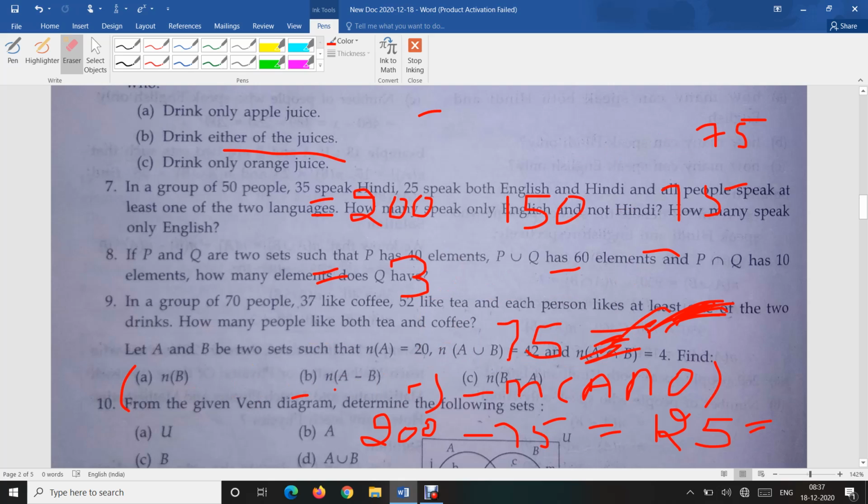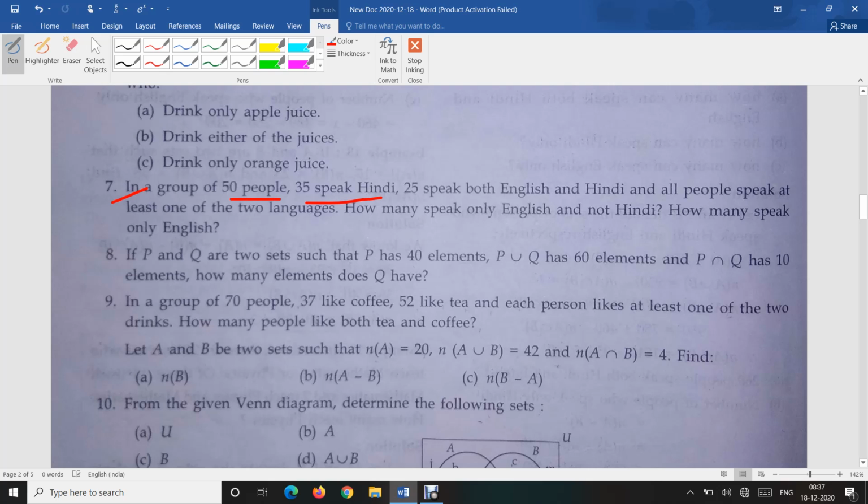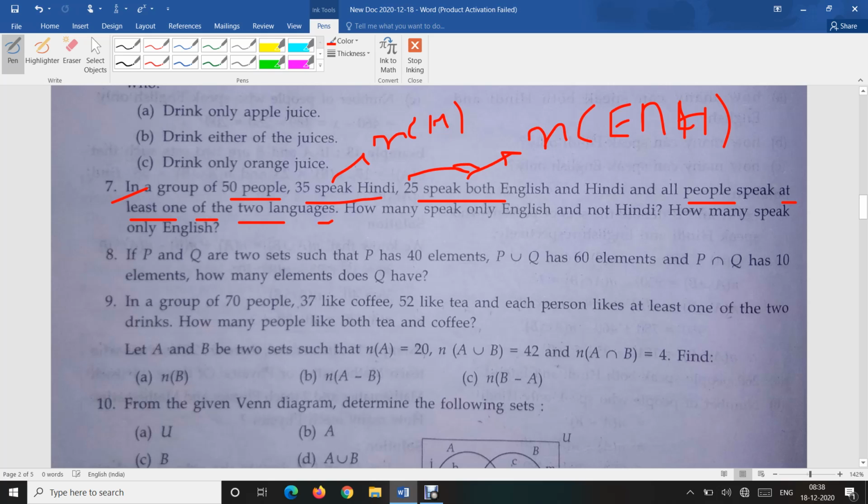Now let us move towards the next question, which is question number 7. Firstly, erase that so that we can read the questions easily. In a group of 50 people, 35 can speak Hindi, 25 can speak both. This is the n of H, this is 25. 25 is n of E both, that means E intersection H, and all people speak at least one of the languages. How many can speak English and not Hindi?